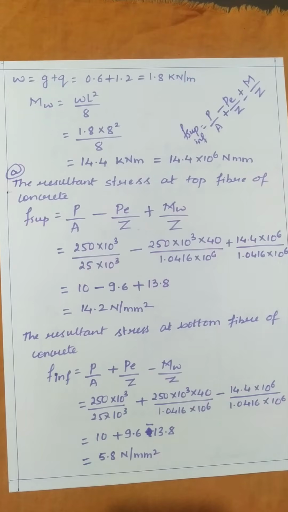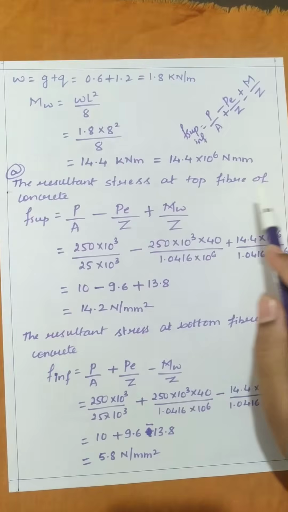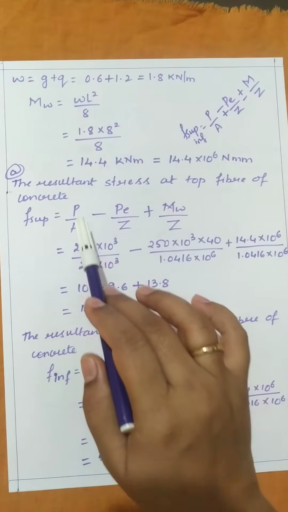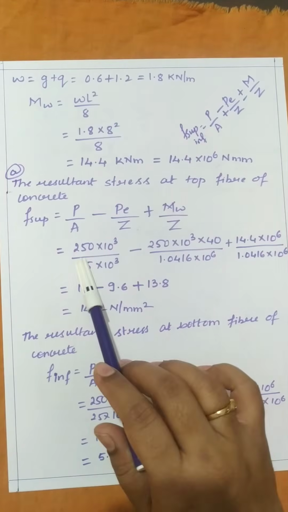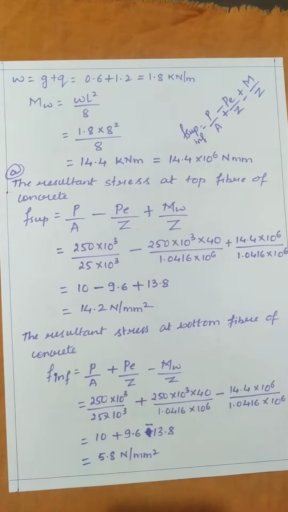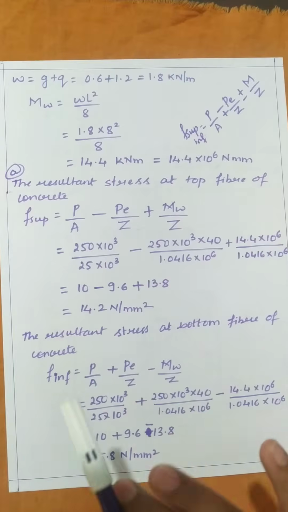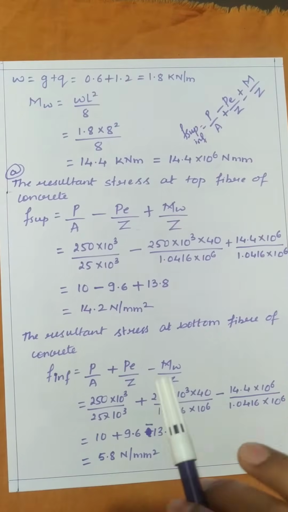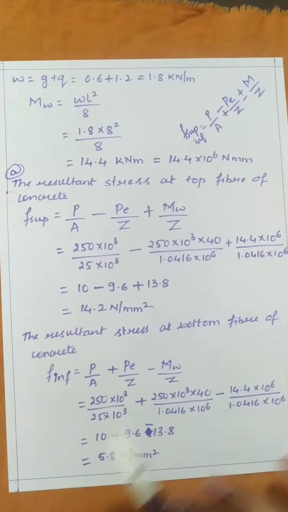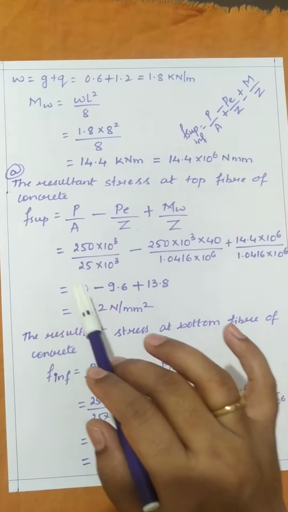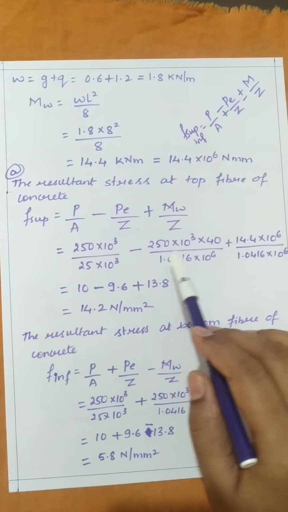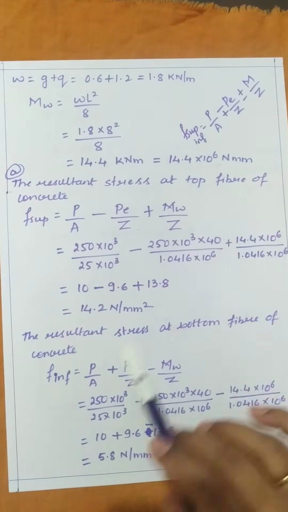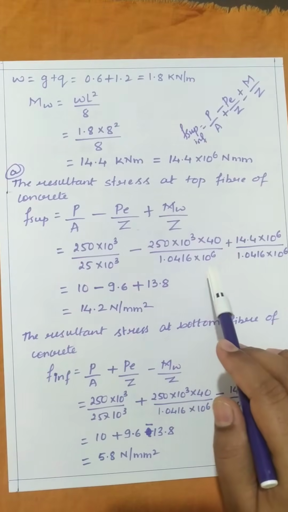First, the resultant stress at top fiber of concrete, F superior, is equal to P by A minus P by Z plus MW by Z. Pre-stressing force is 250 kilonewton. In this formula, always substitute everything in Newton and mm, because we want the stress in Newton per mm square. So 250 into 10 to the power 3 divided by area 25 into 10 to the power 3. Then P by Z: P is 250 into 10 to the power 3, eccentricity is 40 mm, and Z is 1.0416 into 10 to the power 6.